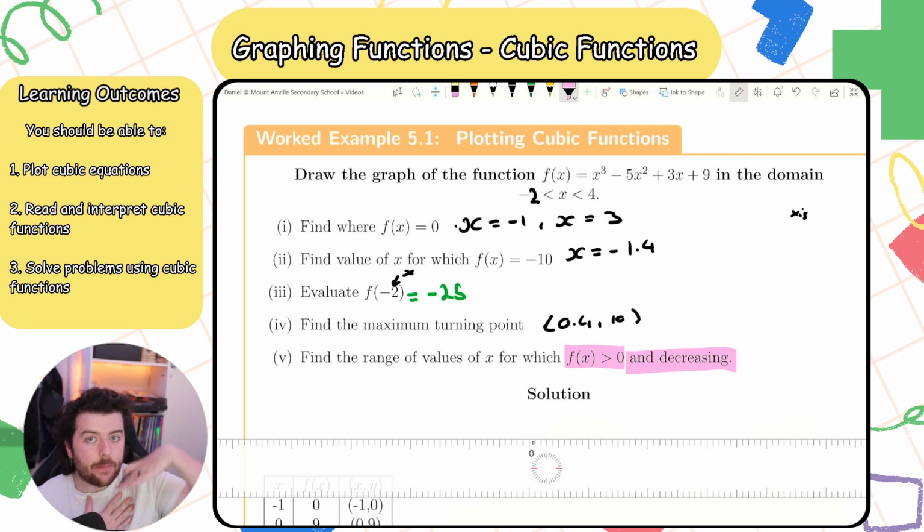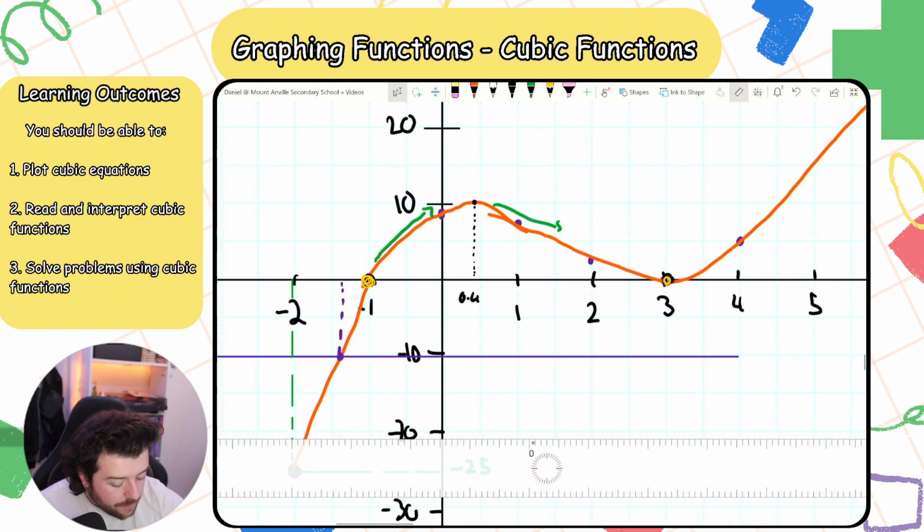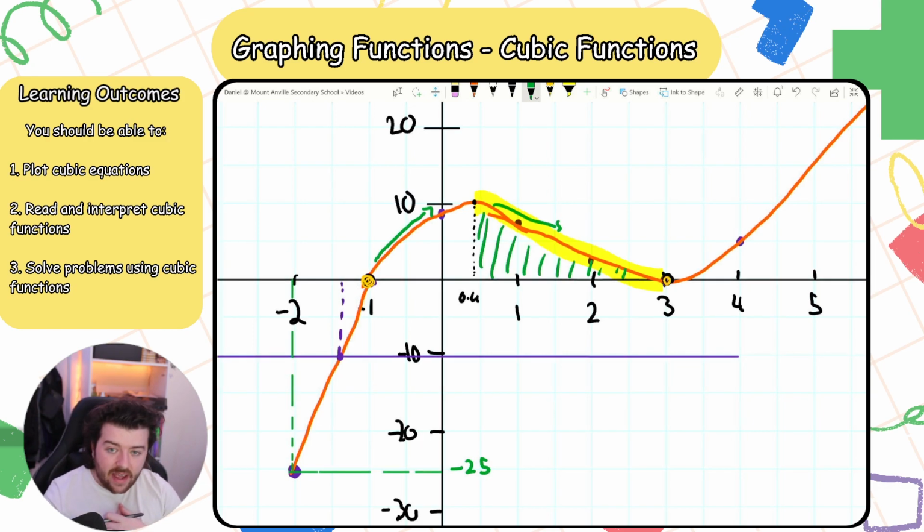And finally, the range of values for which f of x is greater than 0 and decreasing. So we want to find out where it's above the x-axis, but it's also decreasing. It's going down. So we need to look at the region that does that for us. If we look at this region here, we see it's increasing, but that's no use to us. We're looking for decreasing. So where's it decreasing? Well, it's decreasing here, right? And we also notice it is above the x-axis. f of x is greater than 0. So we're looking at this region right here.